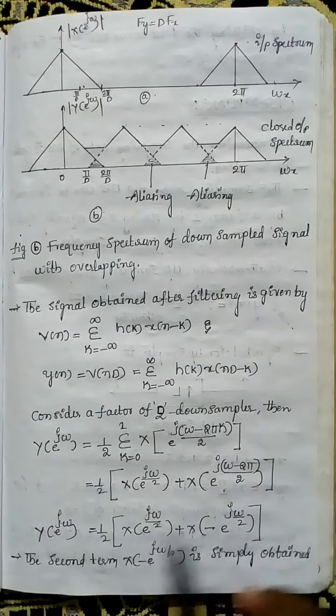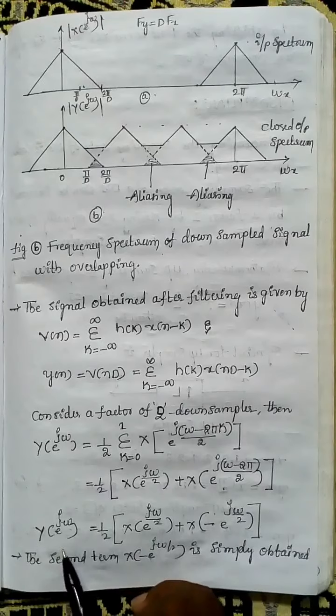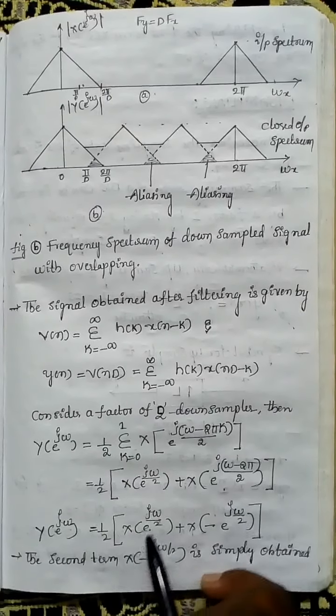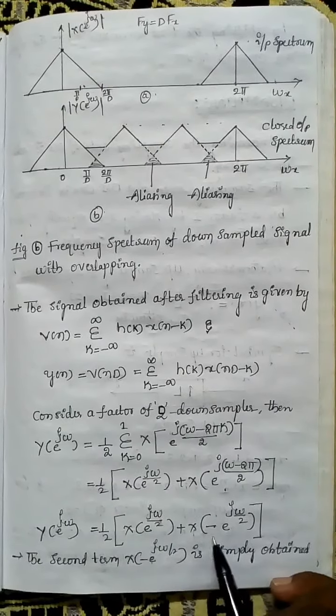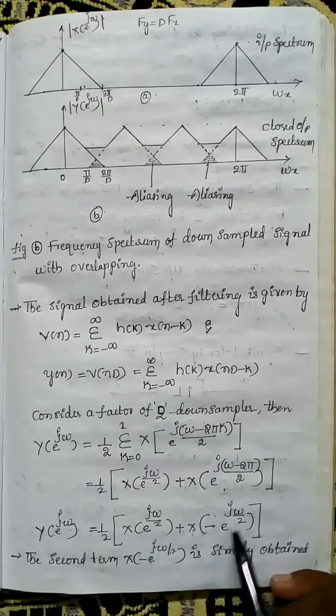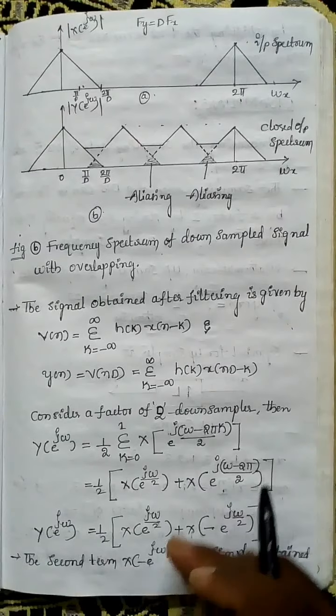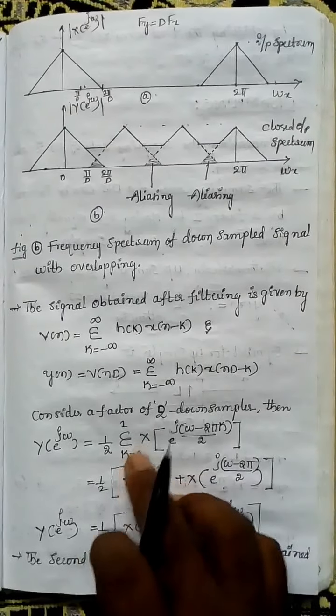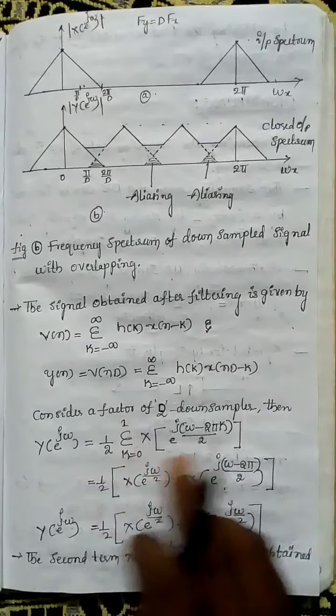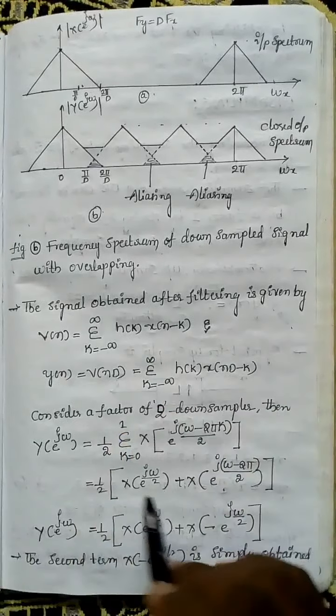Y of e power j omega is equal to 1 by 2, 1 by d, times x of e power j omega by 2 plus x of e power of minus j omega by 2, after simplification. How to simplify this one? Just expand this summation. Whenever you expand the summation, we get it like this.